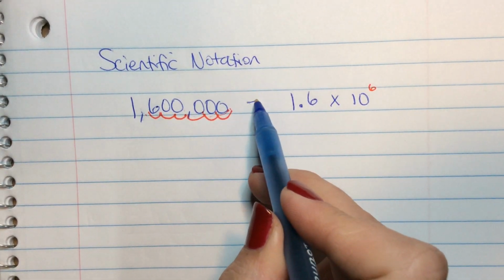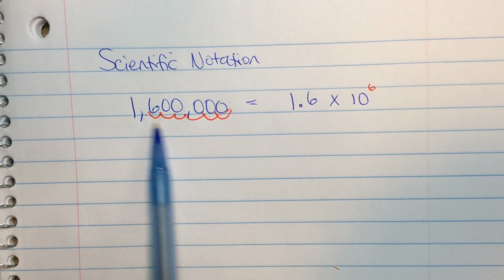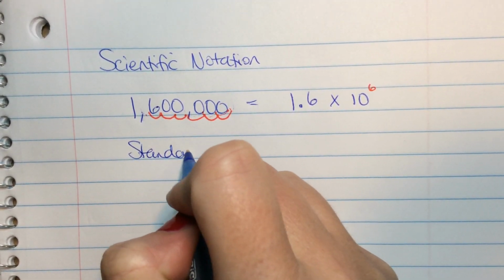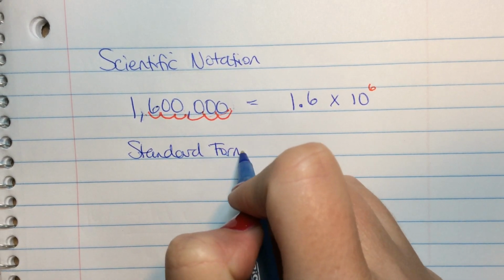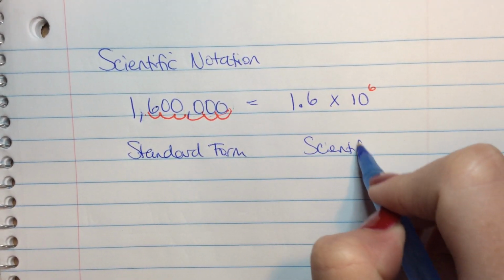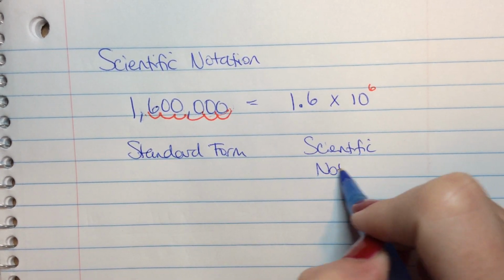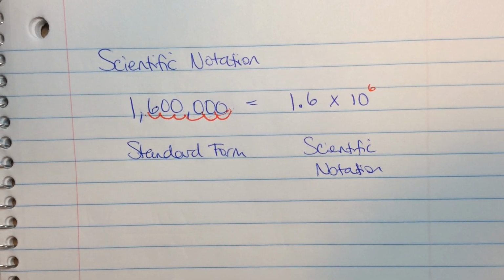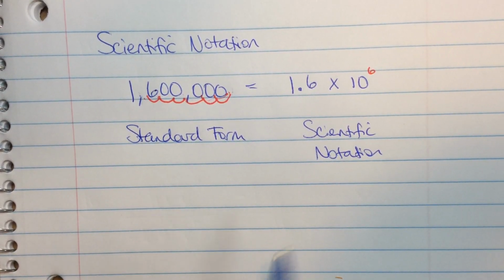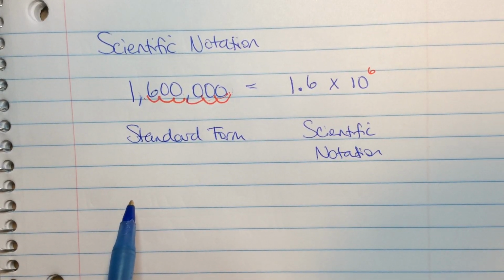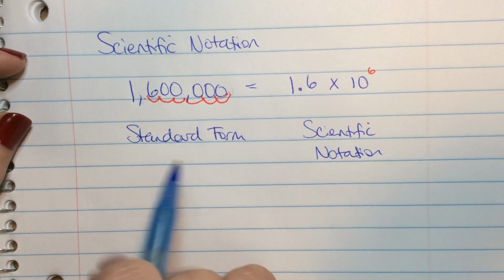And these two are the exact same number. This one is written out in standard form, or standard notation, and this one is in scientific notation. And it also works with really small numbers. So let's do one small number, and I'll show you what it would look like, and then we'll talk about the rules of scientific notation.